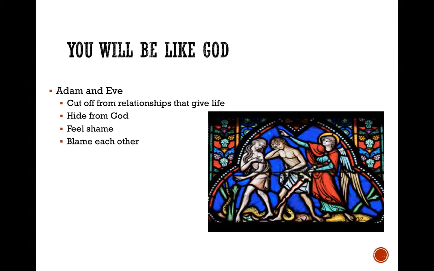They blame each other. Adam says, the woman you put here with me. Remember in Genesis 2, there's a hymn of praise that is sung. Adam sees the woman and breaks into a song, breaks into a hymn of praise in Genesis 2. There's mutuality. There's relationship. And here in Genesis 3, he blames her, the woman you put here with me, even though it's important to point out, the Genesis text makes it very clear that Adam was with Eve when she was taking of the tree.